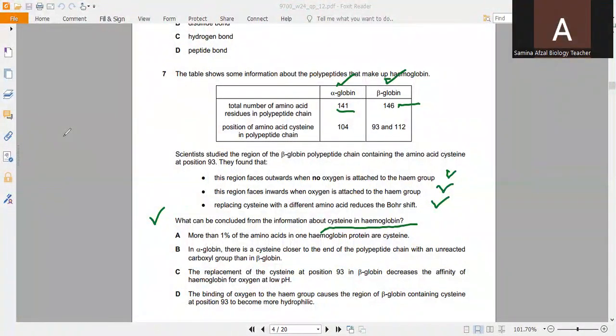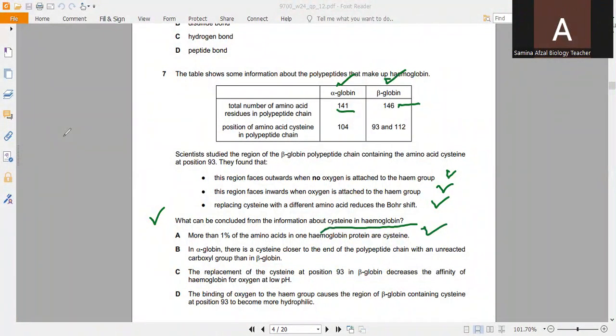First of all, we go with statement A: more than 1% of amino acids in one hemoglobin protein are cysteine. Yes, this option is correct because after every third, you can say the amino acid is cysteine. Next is: in the alpha globin, there is a cysteine closer to the end of the polypeptide chain with an unreacted carboxyl group than in beta globin.